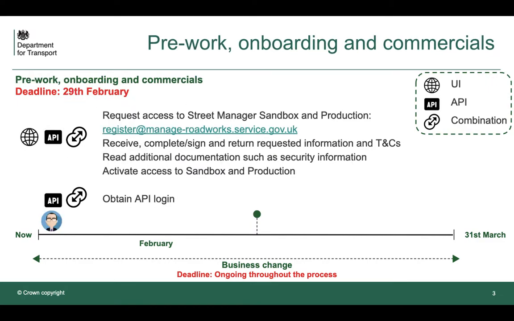Activities involved in this are requesting access to Sandbox and production by emailing register@manage-roadworks.service.gov.uk. Once you've done this, you'll then receive your forms. You need to complete and sign these and return them back to that email address and read the additional documentation, such as the security information. You'll then receive your temporary passwords and usernames, and you need to activate these for Sandbox and production within 7 days. If you don't do this, then they will expire and you'll have to request new users. And if you're using the API route, you'll also have to get your API logins at this point.